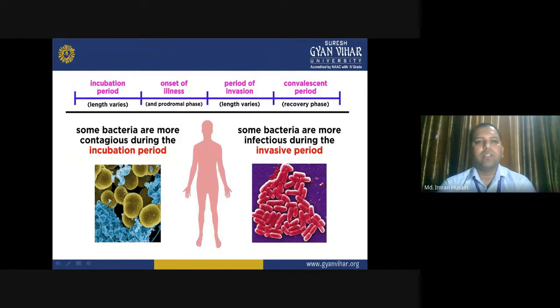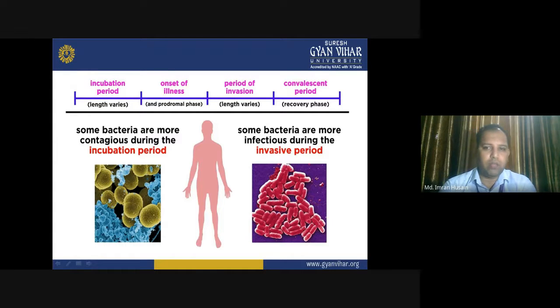So here you can see the different phases of the pathogen and how it operates. Here they are showing the two extremes. Some bacteria are more contagious during the incubation period. Some bacteria are more infectious during the invasive period. So they are mentioning two things here.